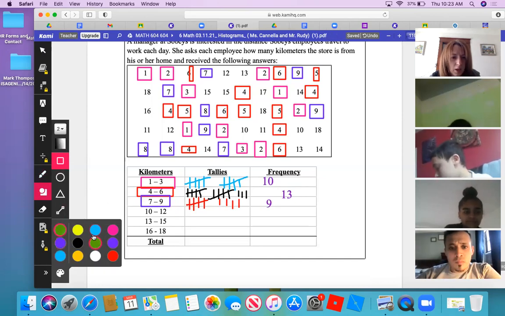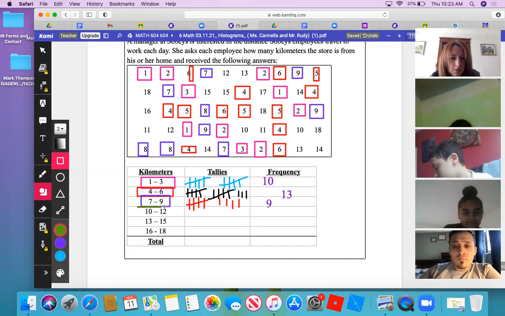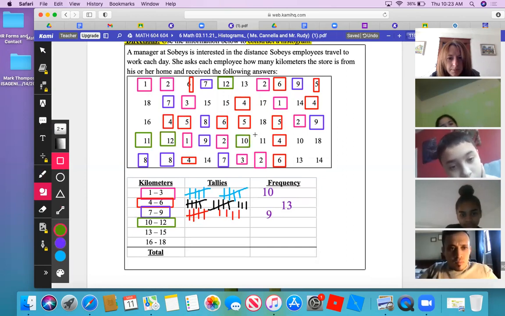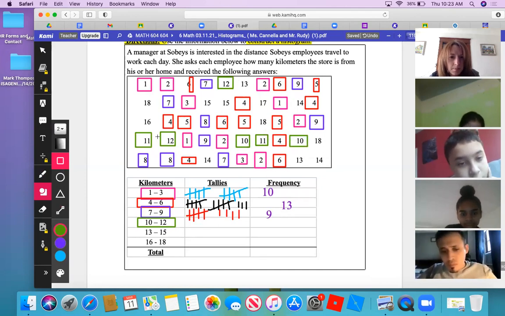I like it. All right, the next one is going to be the intervals 10 through 12. What numbers fall in between 10 through 12? 10, 11, 12. Thank you, Miss B. Thank you, Kalani. Look, we're looking at the green, right? How many green boxes are there? 1, 2, 3, 4, 5, 6. You guys count 6? Yes, 6.